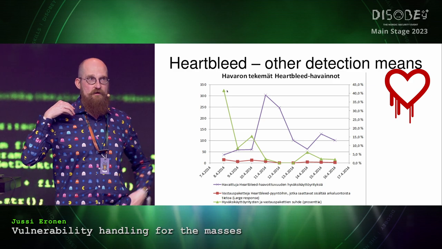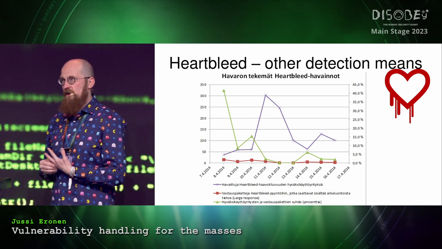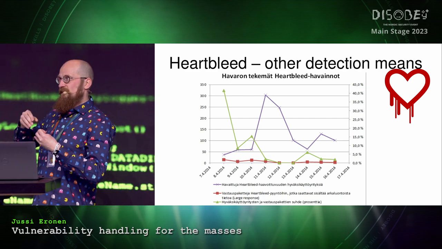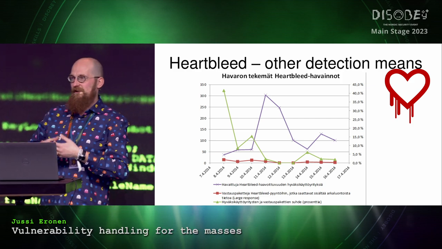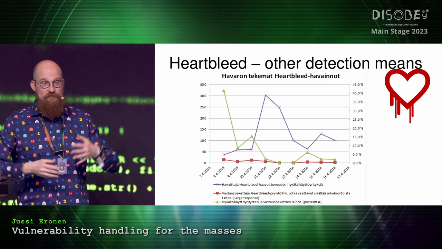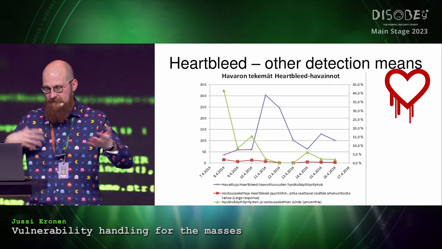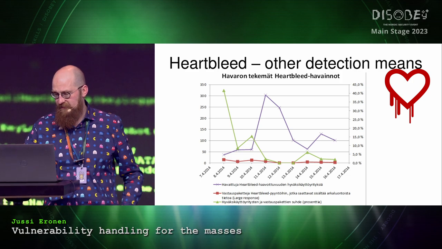So if you are coordinating a vulnerability, and it's a network-based vulnerability, we didn't want to scan the internet for it, because that would reveal to someone, hey, what are these strange packets, and leak the vulnerability in the worst case. But you can still monitor for it, and you can still see if it's in the wild. So that's a nice thing to do.